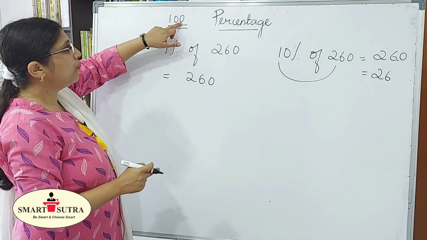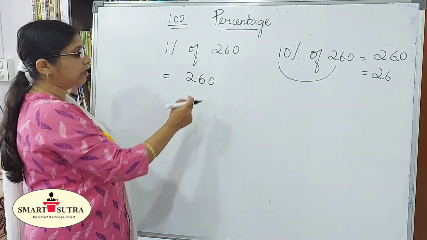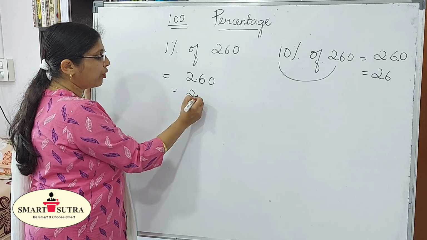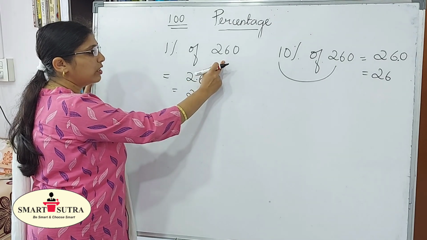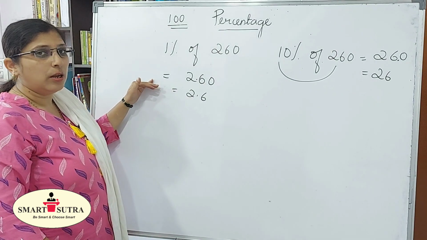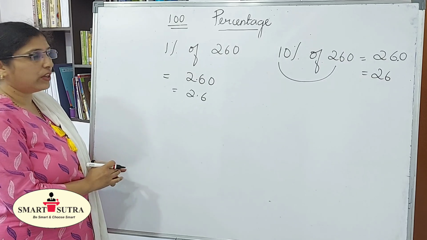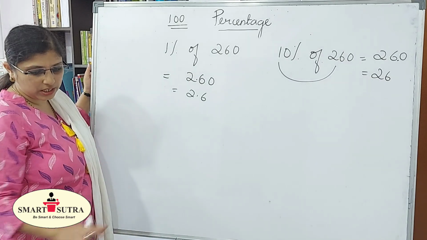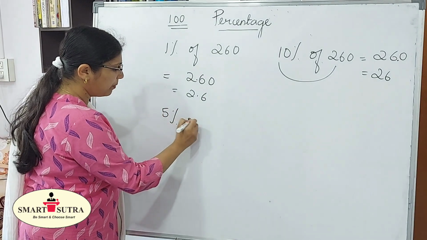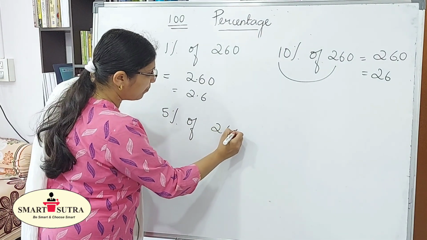So what can we do? Put a decimal point after two digits. So the answer will be 2.6. So 1% of 260 is 2.6. Now you might be thinking this is very simple, but these things will be used in further problems where we will see the complication level increase. Now for example, next problem, 5% of 260.